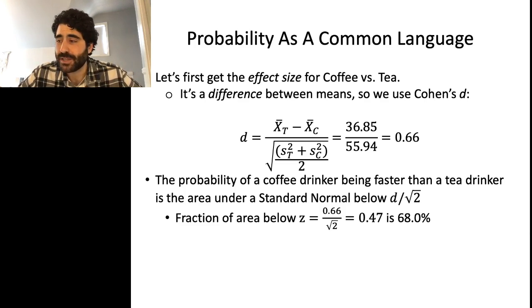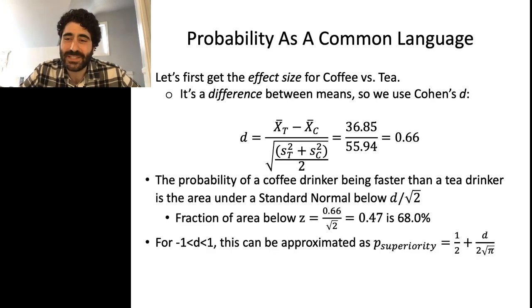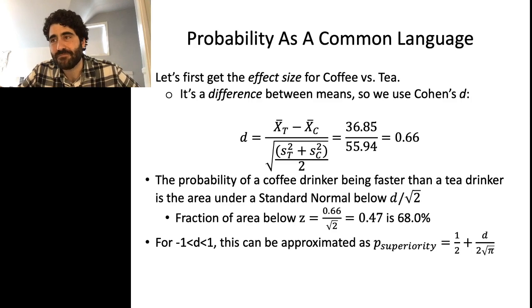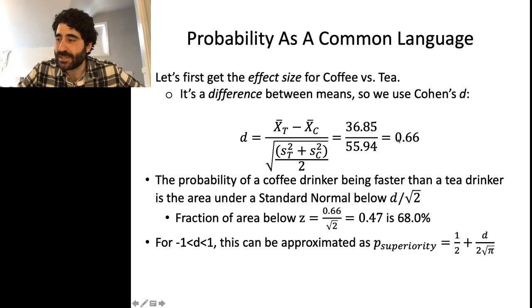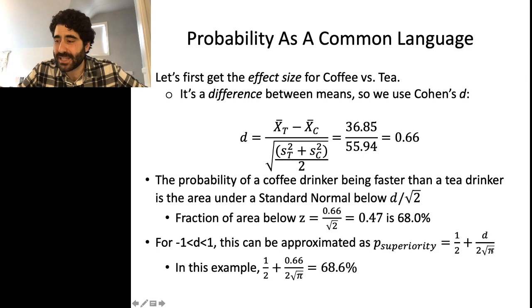A quick trick you can do if you don't have R with you is that for the d's we usually deal with in psychology, you can approximate this integral with a really simple linear formula. If we have a d of 0.66, we just take 1/2 plus 0.66 divided by 2 root pi. In this example, if we plug that into the approximation, you get something that's not exactly right, but it's pretty close.